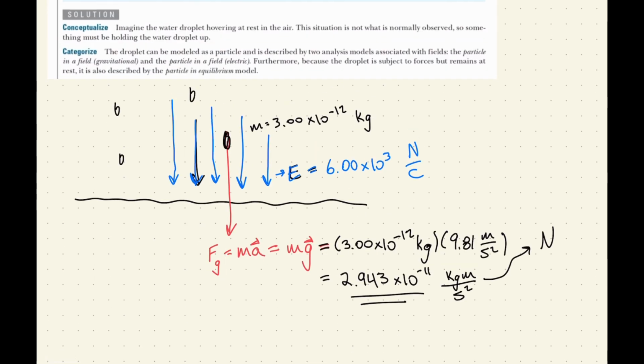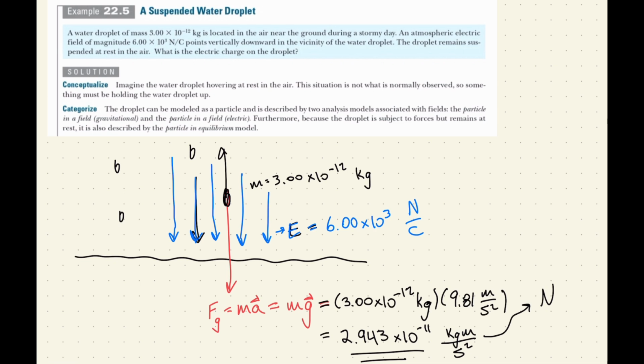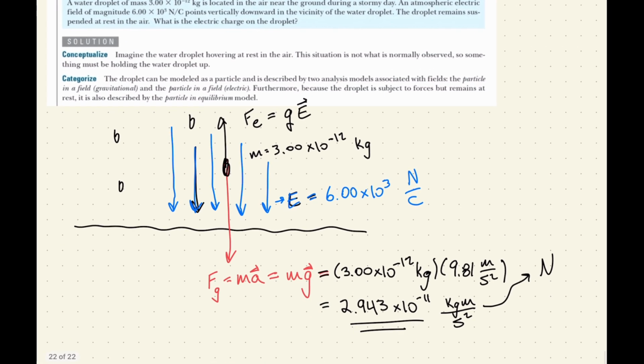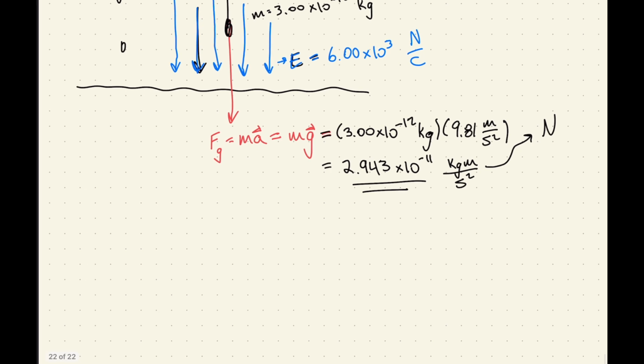Here we have Fg pointing downwards, and we also have probably Fe, which is coming from charge times the electric field. This electric field here, because the water droplet is charged. How do we know the water droplet is charged? The droplet remains suspended in midair. What is the charge on the water droplet? It's asking us for the question. Also, the droplet wouldn't remain stable in midair if there wasn't any force acting on it.